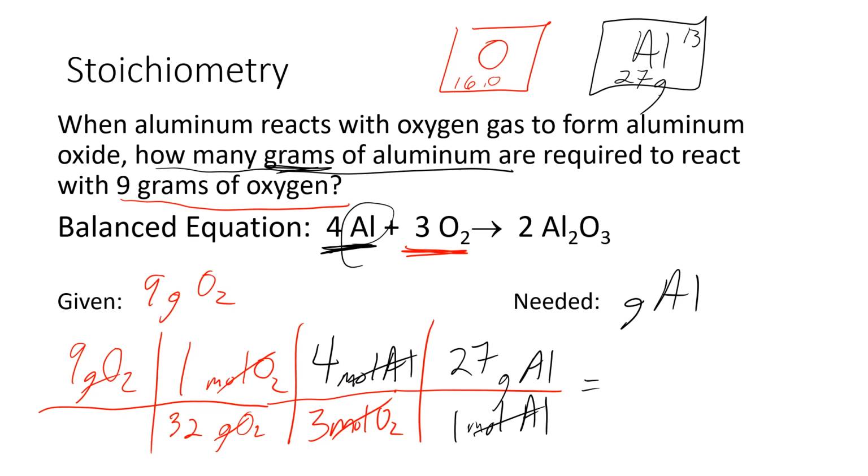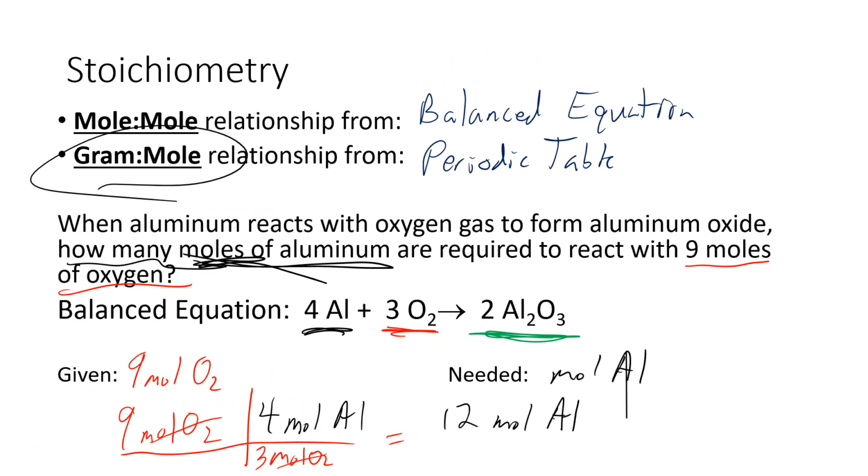So 9 times 4 times 27 is, 4 times 27 is 972. And then 32 times 3 is 96. And when you divide those, 972 divided by 96 should give you 10.1 grams of aluminum. All right, so again, look at how much work we do with moles to moles. We just need one balanced equation equivalent.